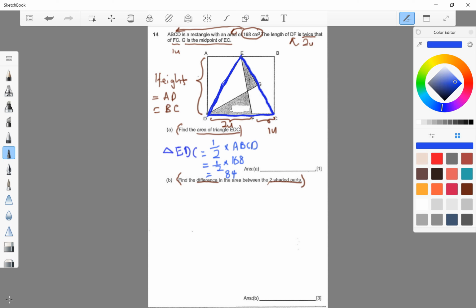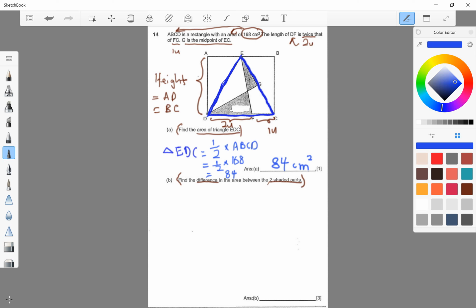So definitely the answer is 84, but 84 what? 84 centimeter square, 84 cm square. Do not forget the standard units, because that's worth half a mark. So 84 centimeter square. So now comes another problem.